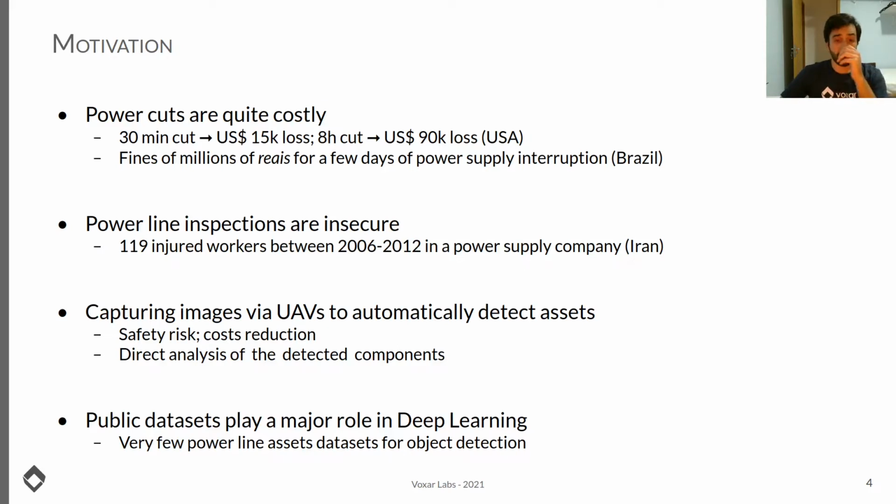So we went on field with a team composed of inspectors and drone pilots to capture power line images via UAVs to help build this new dataset to automatically detect assets in images. With that, we can reduce costs and safety risks in the inspection process. Also, it's very noteworthy that there are very few public datasets today regarding power lines and power line assets.